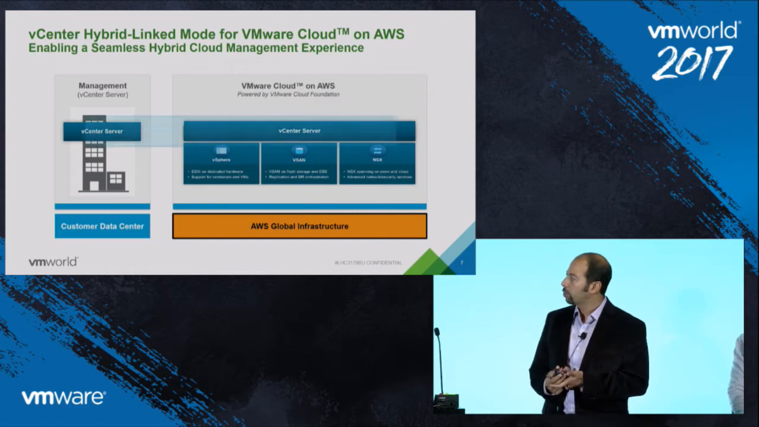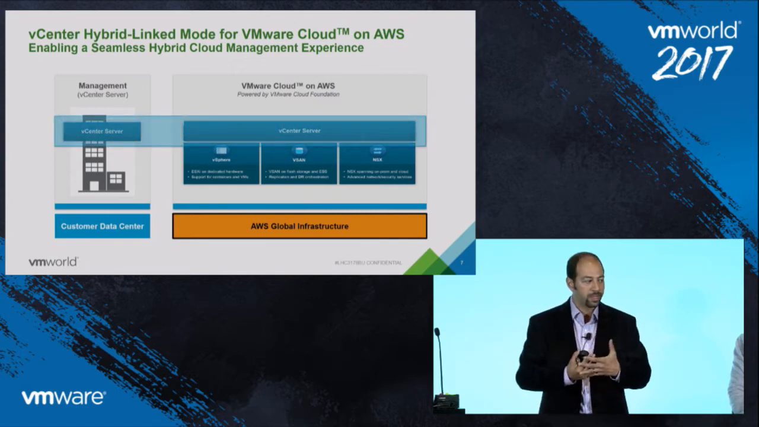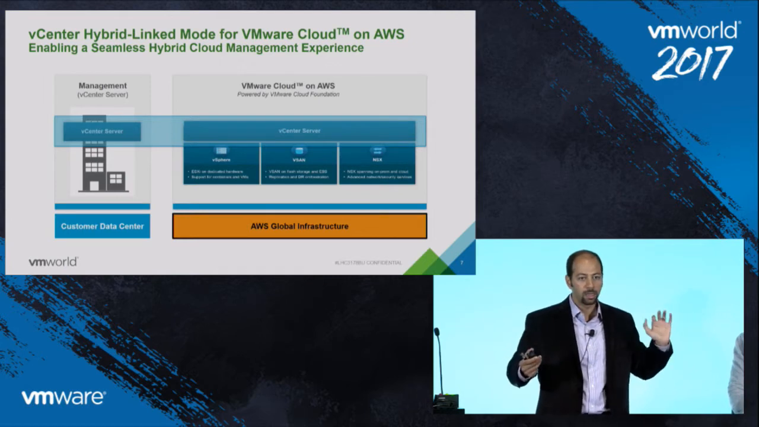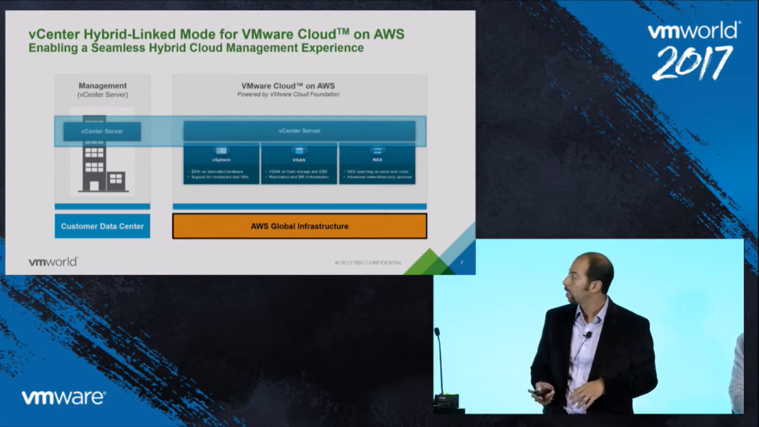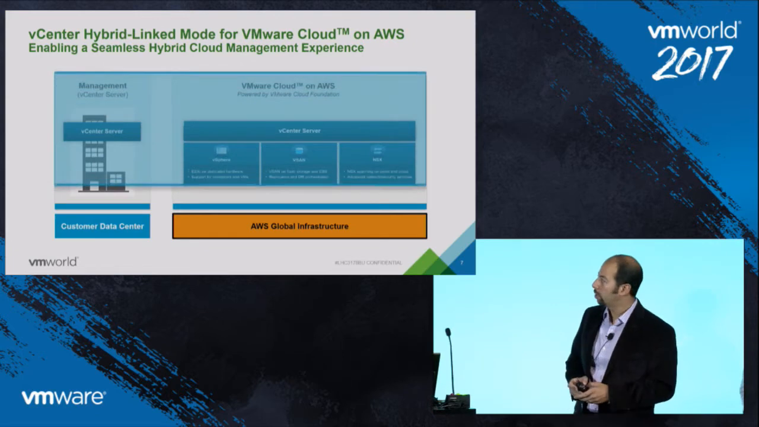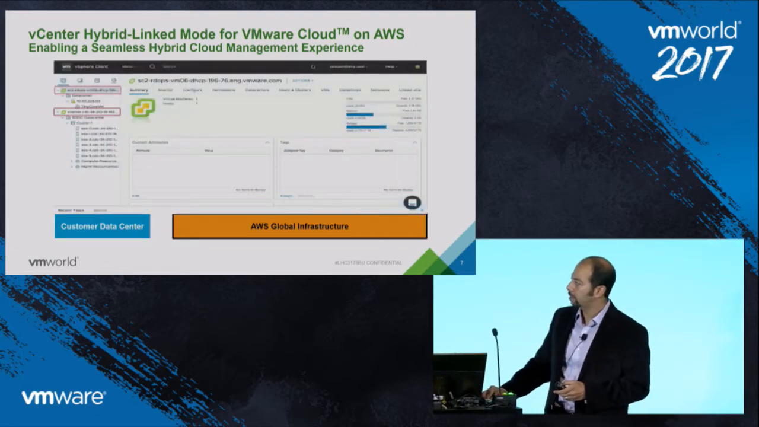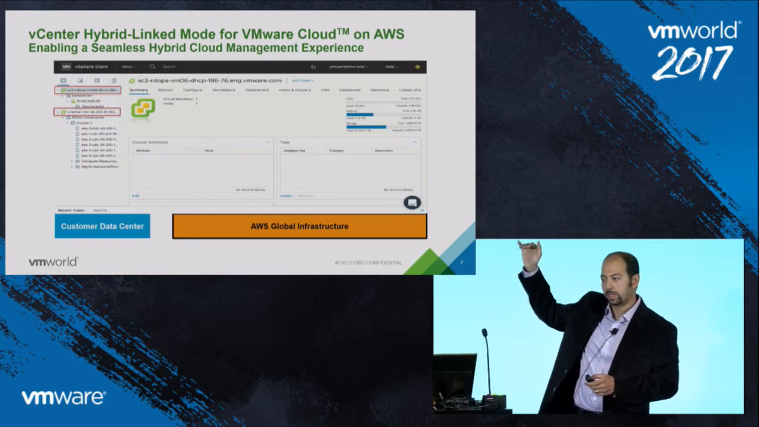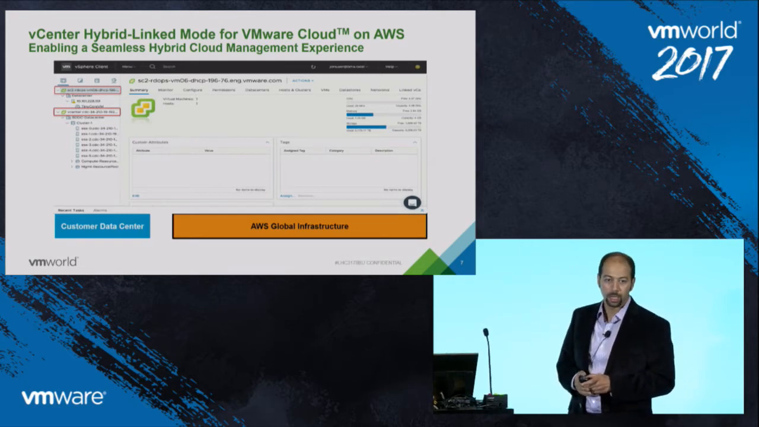And the effort that we're doing with hybrid link mode is to link those two vCenters. In essence, extend that management plane to cover on-premise and the cloud. And when we do that, you end up with a unified management interface that exposes your on-premise vCenter as well as the cloud vCenter, right?